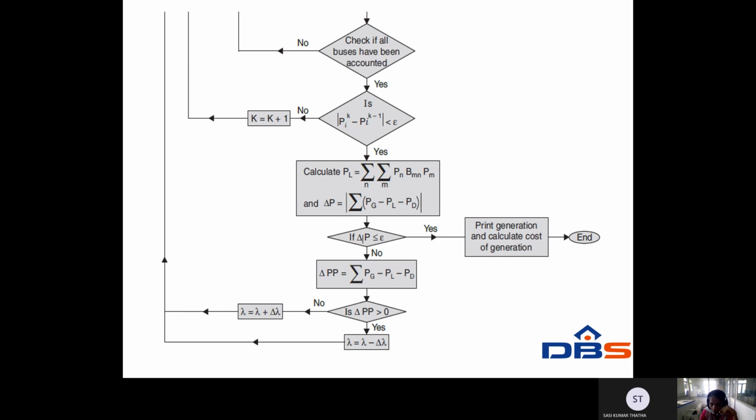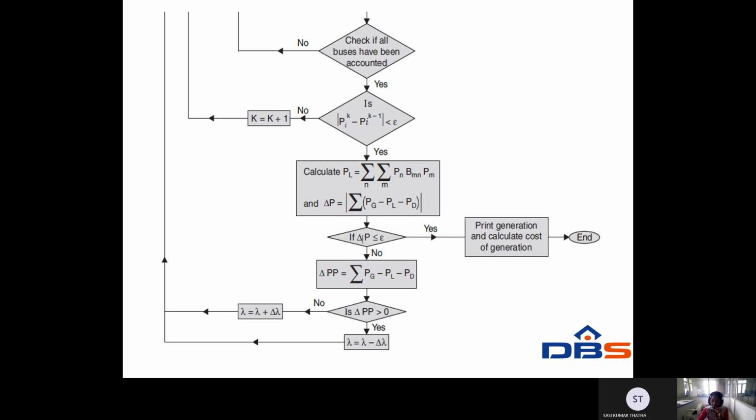At the start, the first step is to read Fn, Fnn, PD, Pn minimum and Pn maximum. Assuming a suitable value of lambda and delta lambda, determine Pn corresponding to the incremental production cost. Here we are setting k equal to 0 and n equal to 1. To solve for Pn we use this equation, and we check another condition: if Pn is greater than Pn max, if yes, we go to this step, and if no, we check another condition.